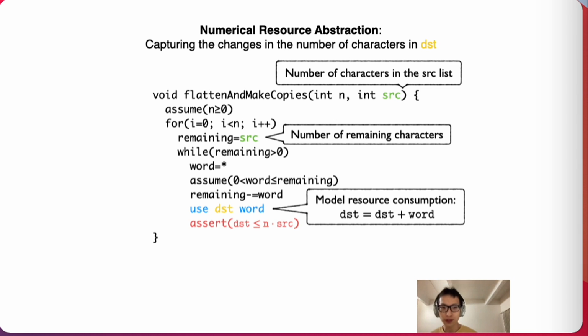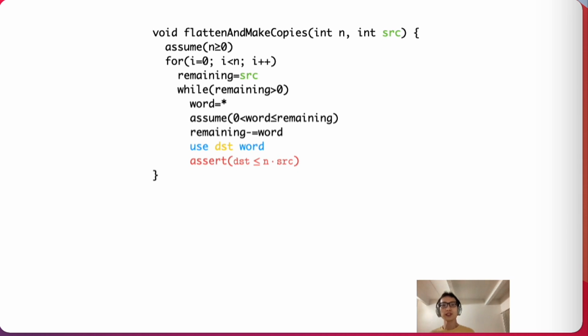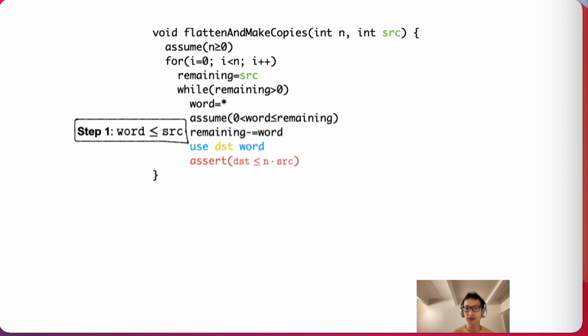Now, the goal is to verify that this bound assertion is valid: dest is no greater than n times source. To verify this bound assertion, let's first look at the most intuitive and simplistic approach. We first consider that the use command always has worst case cost whenever executed, which is source, because a word is at most as large as the entire source.